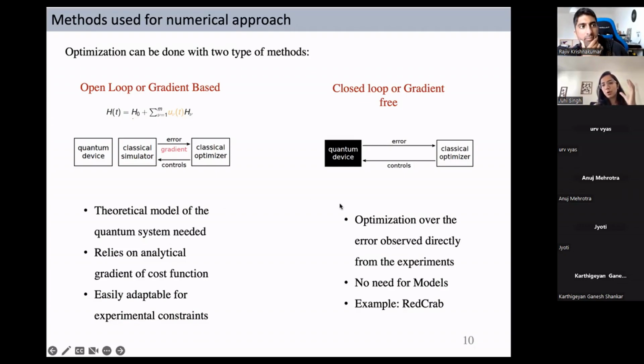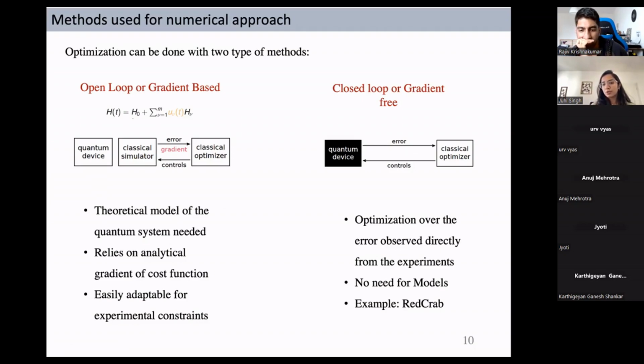But in closed loop, this is not possible. What we do in closed loop is we take our quantum device directly, be it a superconducting qubit or neutral atoms, whatever. You run your quantum gate or quantum algorithm, and it will give you some error. Then you use the same classical optimizer, it gives you the controls, and instead of testing them on the classical simulator, you directly test on the quantum device. So there is no middle agent in between. Every time you are getting the error from the actual quantum device.